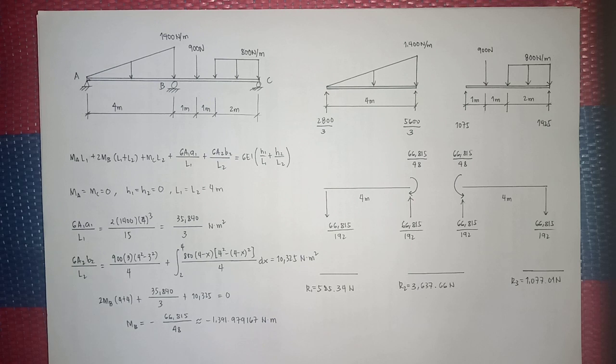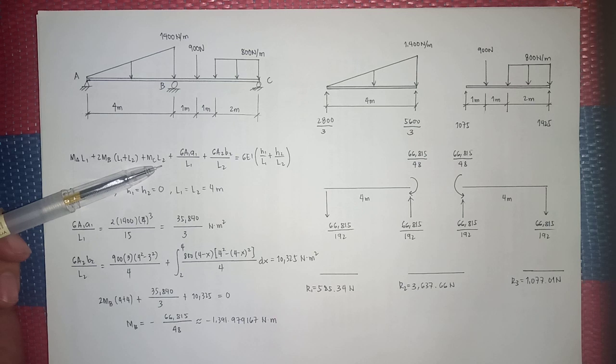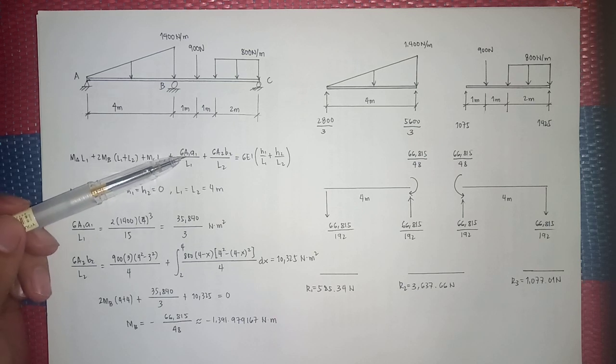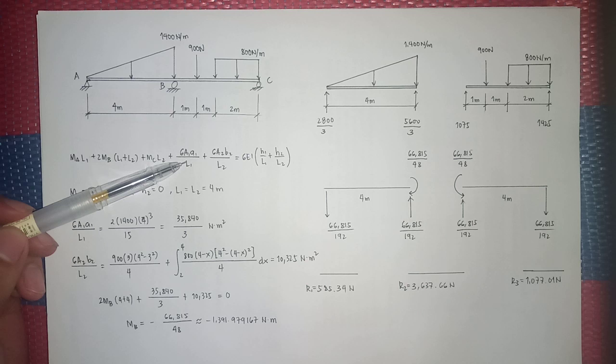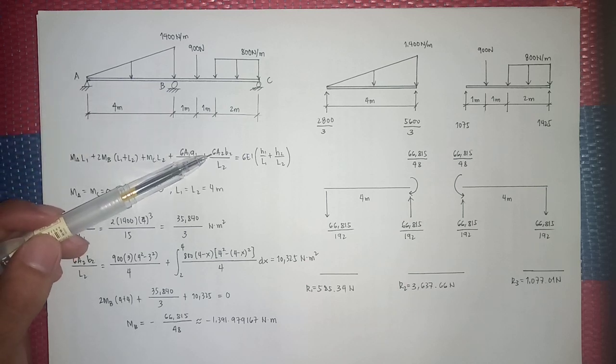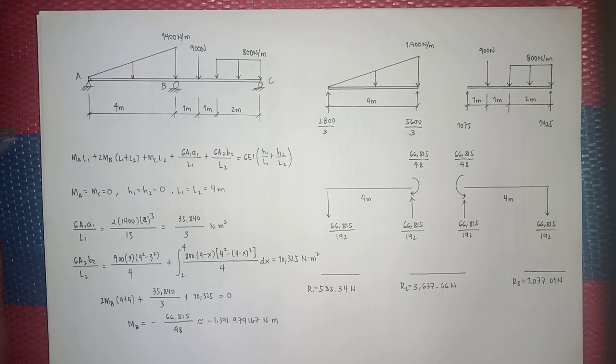Okay. So, what we're going to do here is to solve for the reactions at the supports. So, meron tayong tatlong support dito sa points A, B, and C. Okay. So, gagamitin natin dito syempre yung 3-moment equation. So, let me cite this again. So, we have MAL1 plus 2MB times the quantity L1 plus L2 plus MCL2 plus 6A1A1 over L1. Yan yung 3-moment factor sa left span. And 6A2B2 over L2. Yan naman yung 3-moment factor dun sa right span.